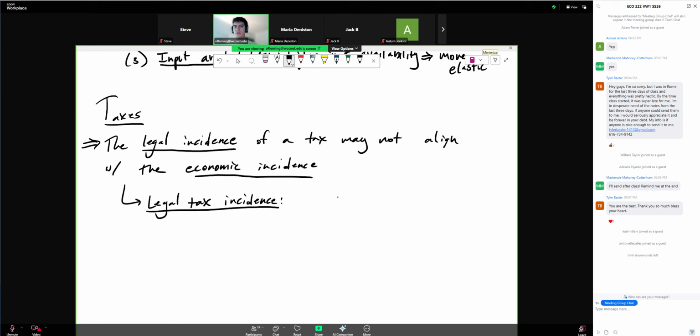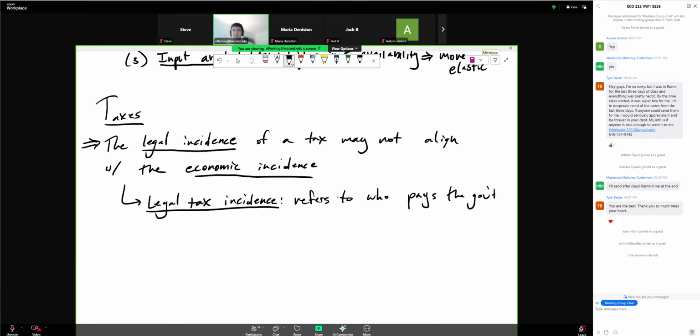Legal tax incidence refers to who pays the government. Suppose, for example, that the government decides to put a tax on the production of cars. Every time Ford makes a truck, they have to pay a little bit of money to the government. Or every time the gas station sells a carton of cigarettes, a very common tax placed on a specific good, they have to send some money to the government.